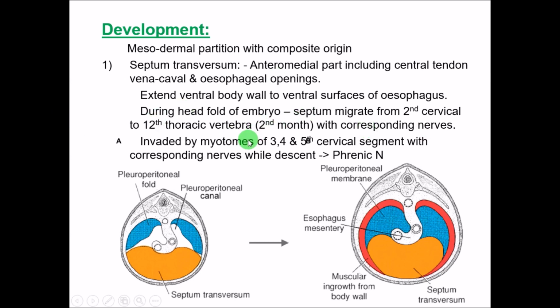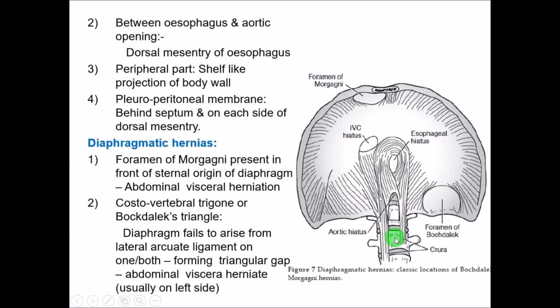And it is also invaded by the myotomes of the third, fourth, and fifth cervical segments with corresponding nerves while descending. That is the phrenic nerve as well as the sympathetic supply itself. Okay, so here you can see this is the septum transversum. One is the septum transversum.